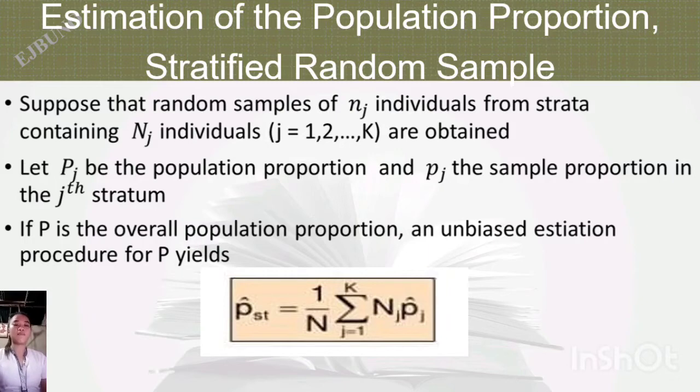Estimation of the population proportion: stratified random sample. Suppose that a random sample of n sub j individuals from strata containing N sub j individuals, j equals 1, 2, up to k, are obtained. Let p sub j be the population proportion and p hat sub j the sample proportion in the jth stratum. If p is the overall population proportion, an unbiased estimation procedure for p yields the estimate p hat sub st, which is equal to 1 over N times the summation of the product of N sub j and the estimated proportion p hat sub j.